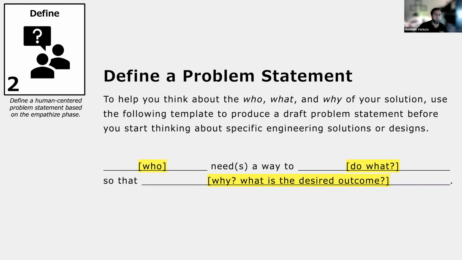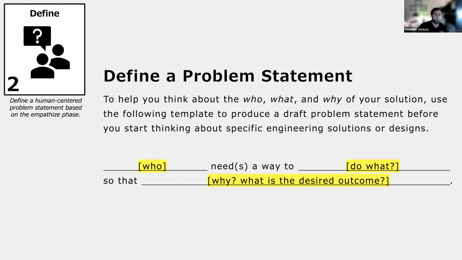All right, so after step 1 of the design process, where we empathize, the next step is to define the problem, right? Come up with a human-centered problem statement that's based on what you learned during the empathizing phase. And to help you think about important aspects of your solution, like the who, the what, the why of your solution, I'm going to provide you with the following template, which helps you produce a draft problem statement before you actually start thinking about a potential solution to the problem.